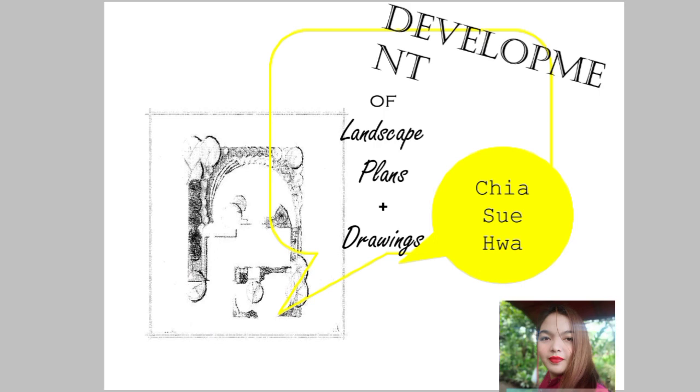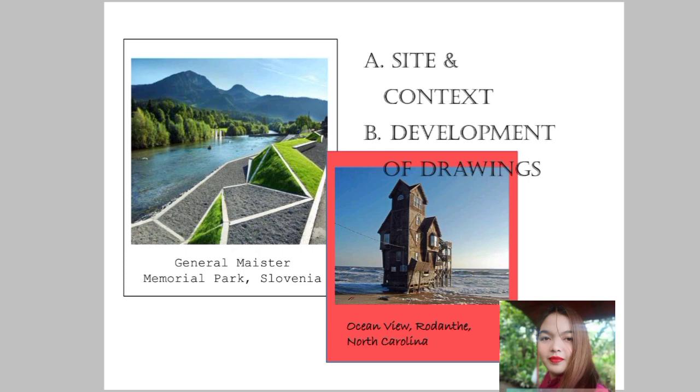So for development of landscape plans and drawings, we have first the site and context development of drawings. So we have General Meister Memorial Park at Slovenia. As you can see, it's like, diba? Parang wall lang ng bahay. The design. Not everything is put into places, no, na nilagyan ng mga turf. So the other part has spacious lang also, or the sand lang and the gravel.